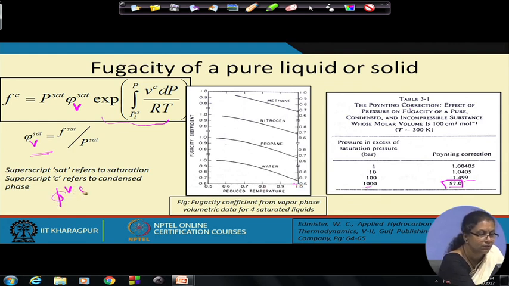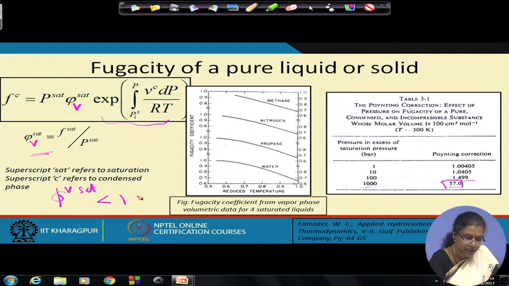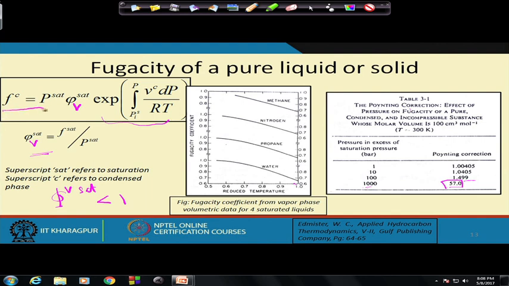This particular term phi V saturated is always less than 1, which implies that this correction term tends to decrease the condensed phase fugacity, and usually we find that the Poynting correction factor is an exponential function of pressure. This is low at small values of pressure, but it may be very large for large values of pressure or at low temperature. We also find that phi V saturated, for conditions far removed from the critical, is also 1.